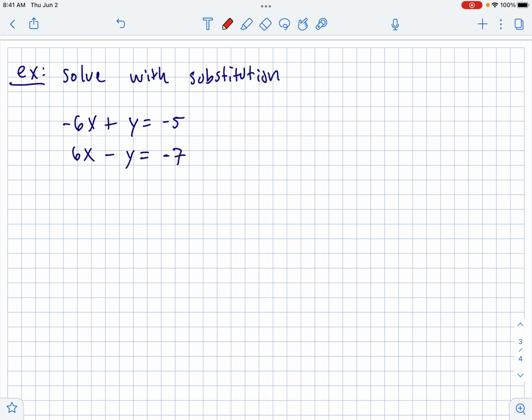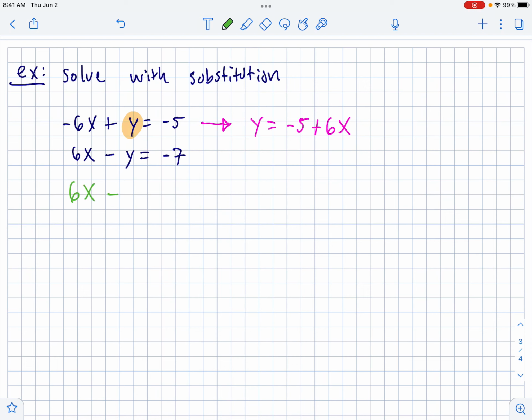Next up, another solve with substitution problem. Okay, well, we have to get a variable by itself. So I'm thinking the y is close to being isolated. So we'll add 6x to both sides and get y equals negative 5 plus 6x. Then we can rewrite the bottom equation, but instead of y, we'll replace it with negative 5 plus 6x.